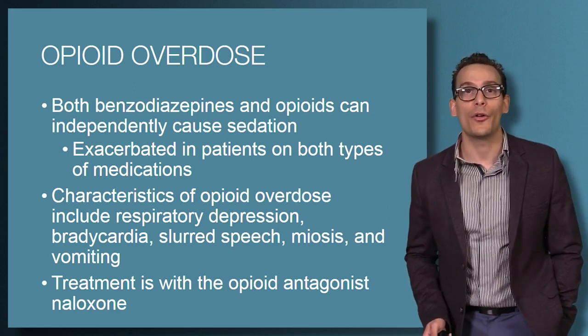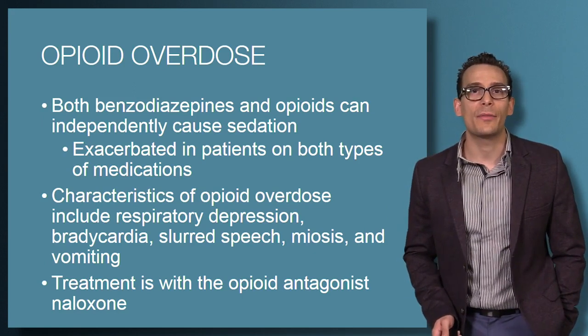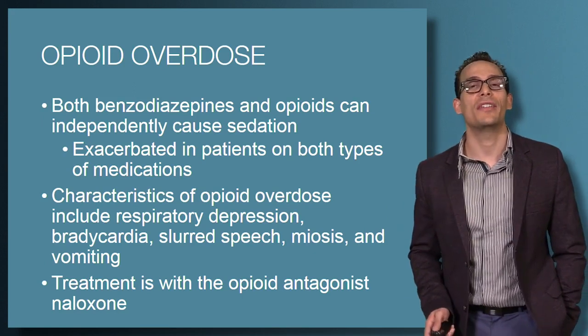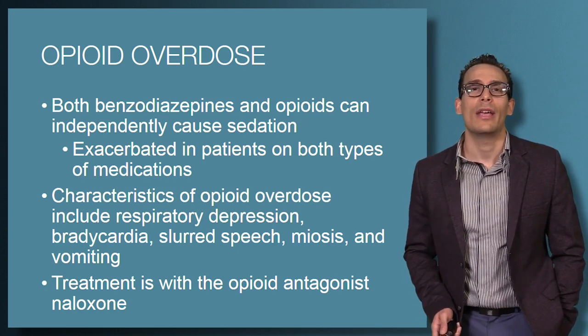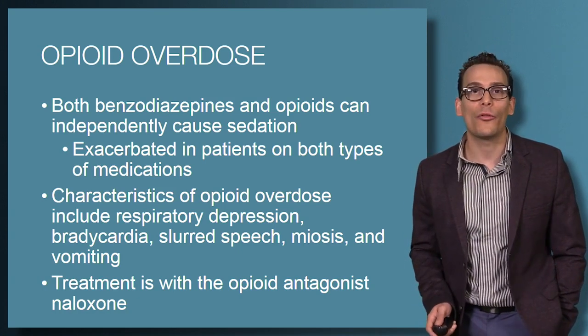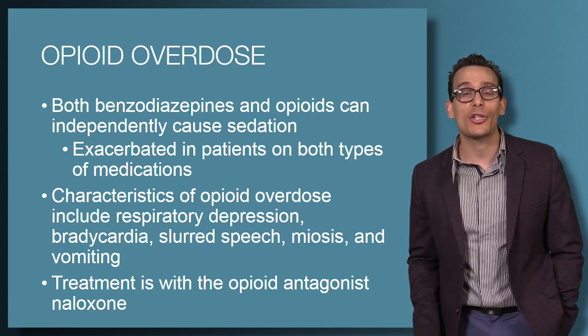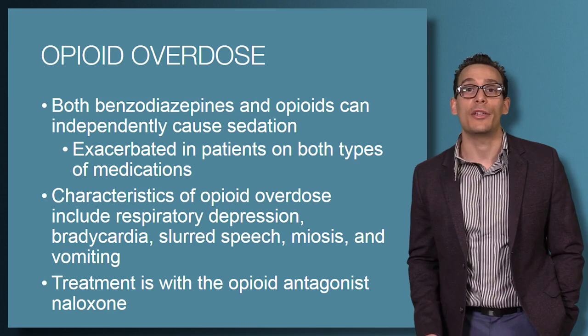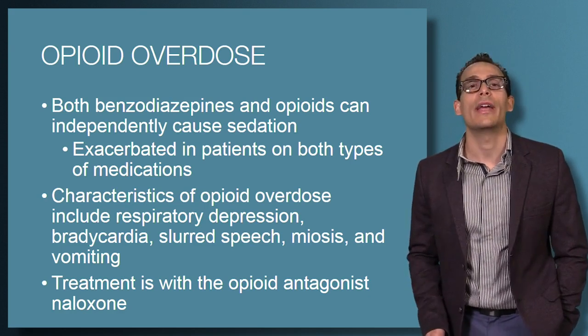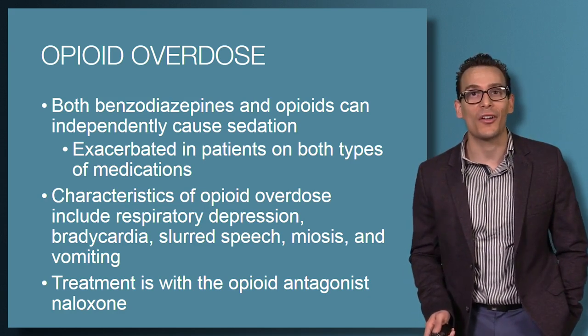This is an example of an opioid overdose. Both benzodiazepines and opioids can independently cause sedation by acting centrally, and this can be exacerbated in patients on both types of medications. Characteristics of opioid overdose include respiratory depression, bradycardia, slurred speech, miosis, and vomiting. And treatment is with the opioid antagonist naloxone.